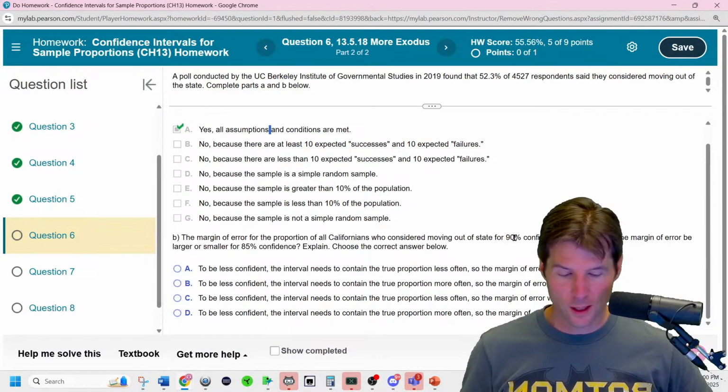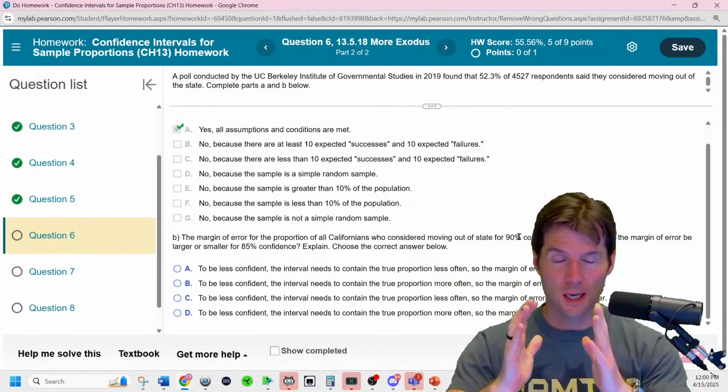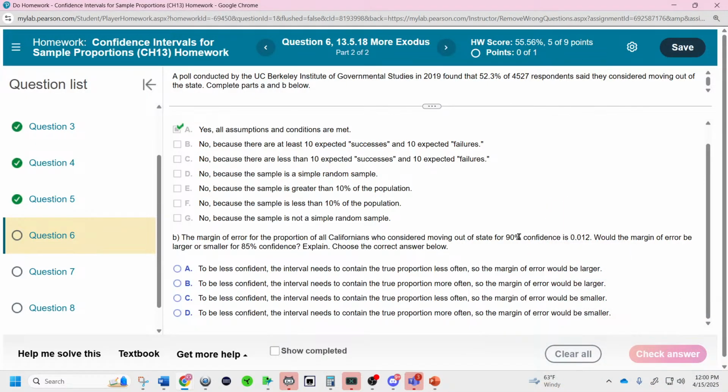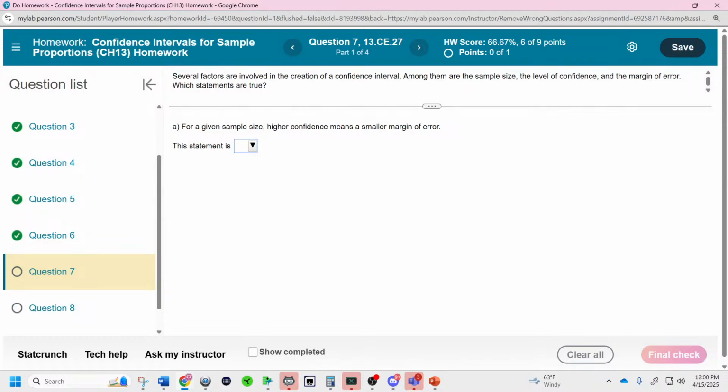So we're not going up in confidence, we're going down in confidence. 95, 68, the interval will get tighter. It'll be a smaller interval. To be less confident, the interval needs to contain the truth less often, which will have a smaller margin of error. The truth is less likely to be in there.